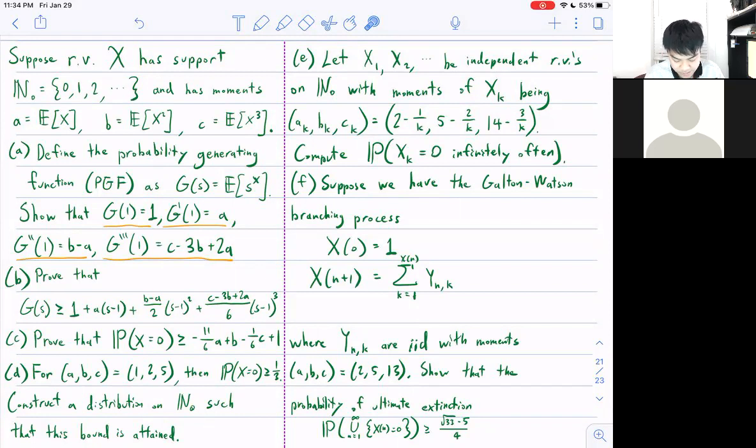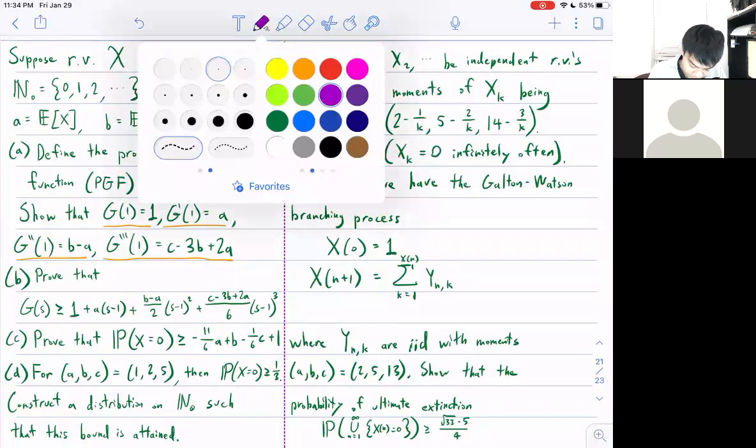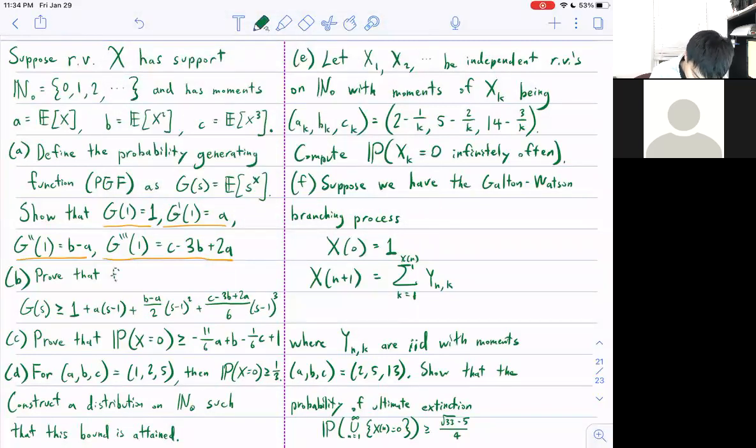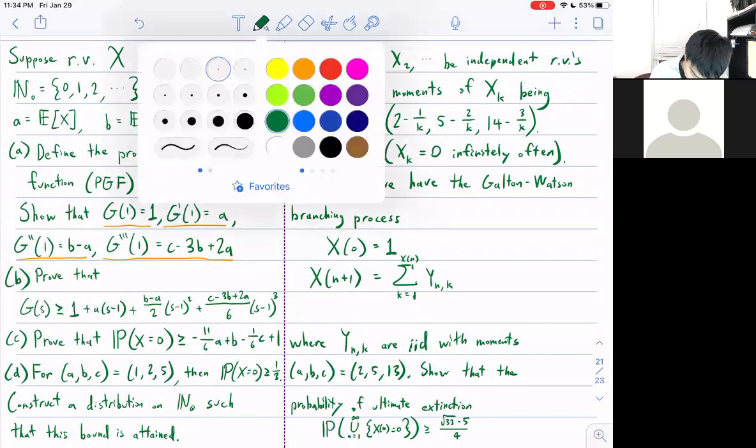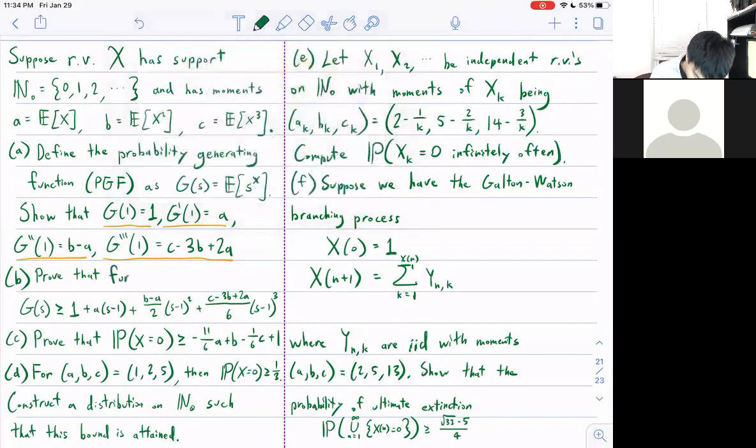The second question is almost an extension of the first. Prove that the probability generating function satisfies this inequality. I missed a small portion in the statement here: prove that for s in the interval 0, 1, this inequality is being satisfied. You can see some relations between the first problem and the second problem in the sense that the coefficients in this expansion are these computations of the derivative value at 1.